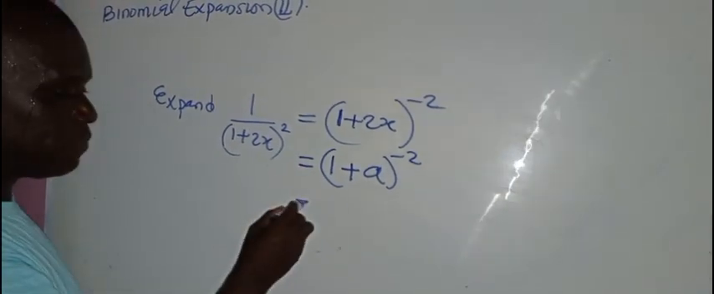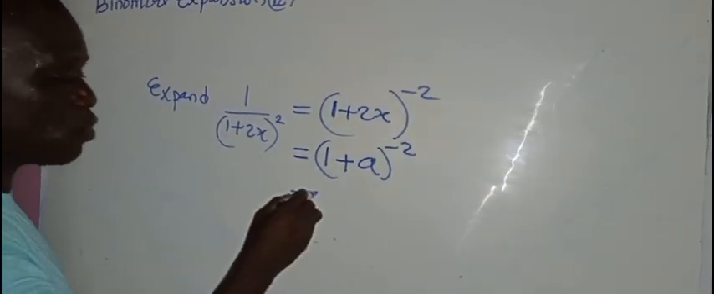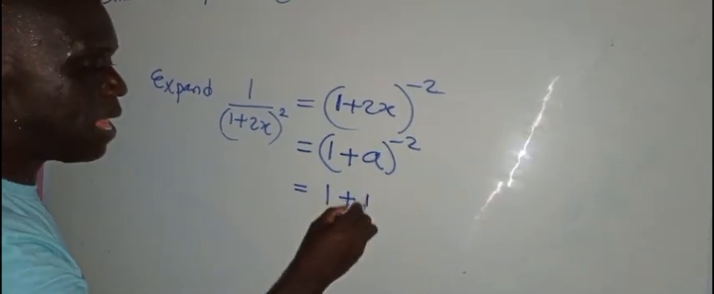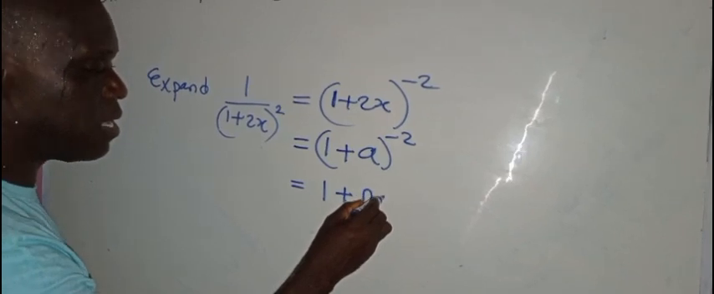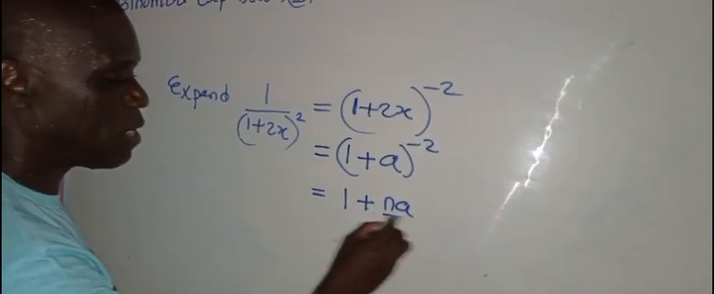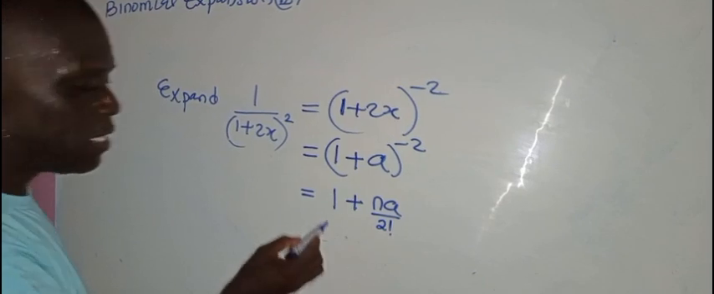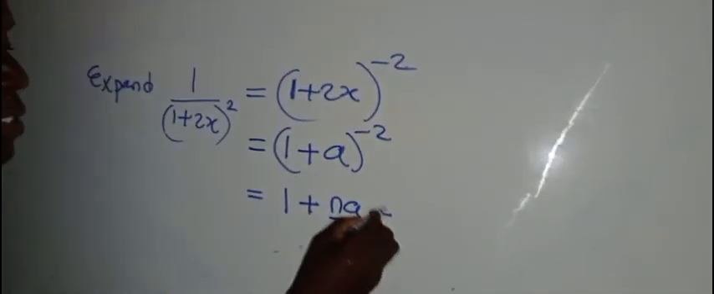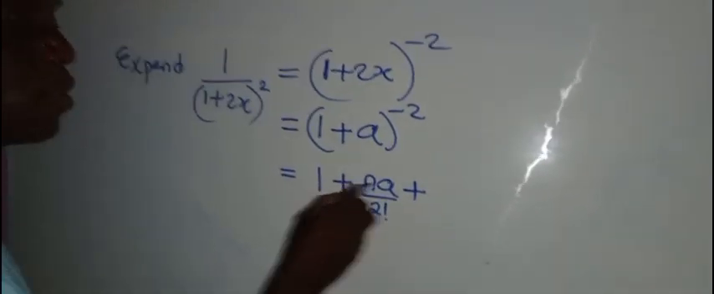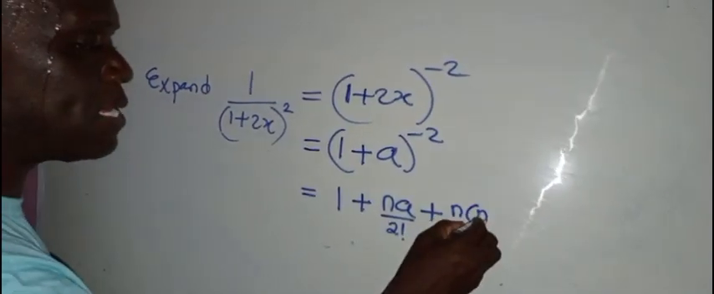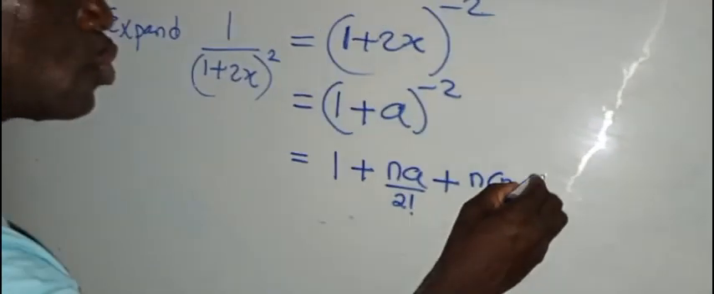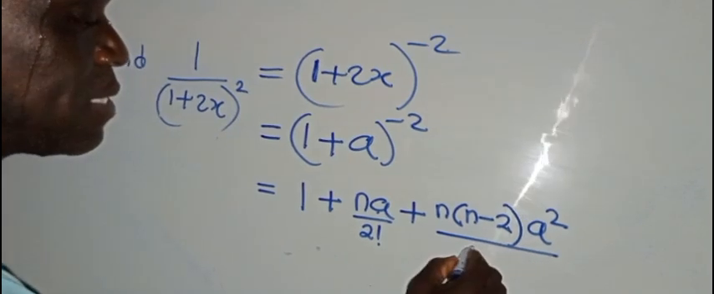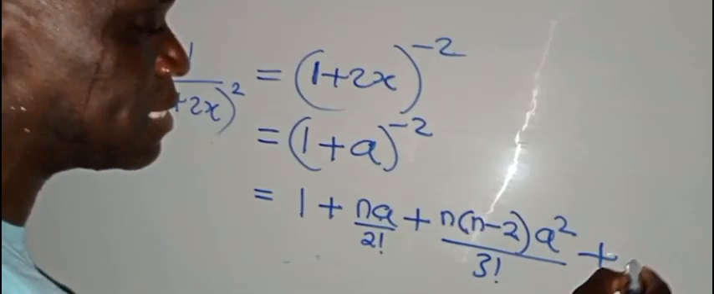Now this one has a formula. The formula is you start with 1. You start with 1 plus n a over 2 factorial. This one is over 1 factorial. We don't normally put it there. Plus, now it will be reducing. This n will be n into n minus 1. Then this a will now become a squared over 3 factorial. You continue like that.